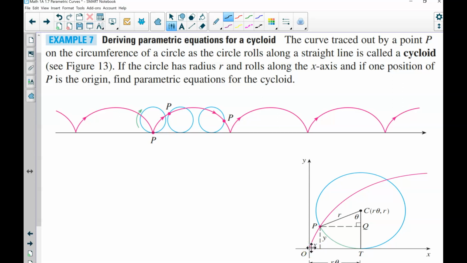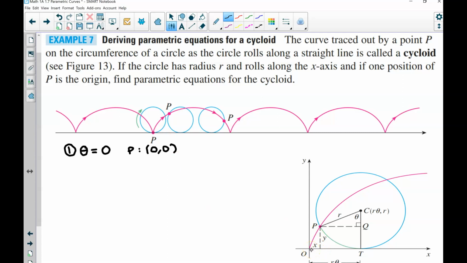So very important here. Where it starts at the origin, the angle theta is 0, when the point P is at the origin. So there's no angle in that particular scenario.